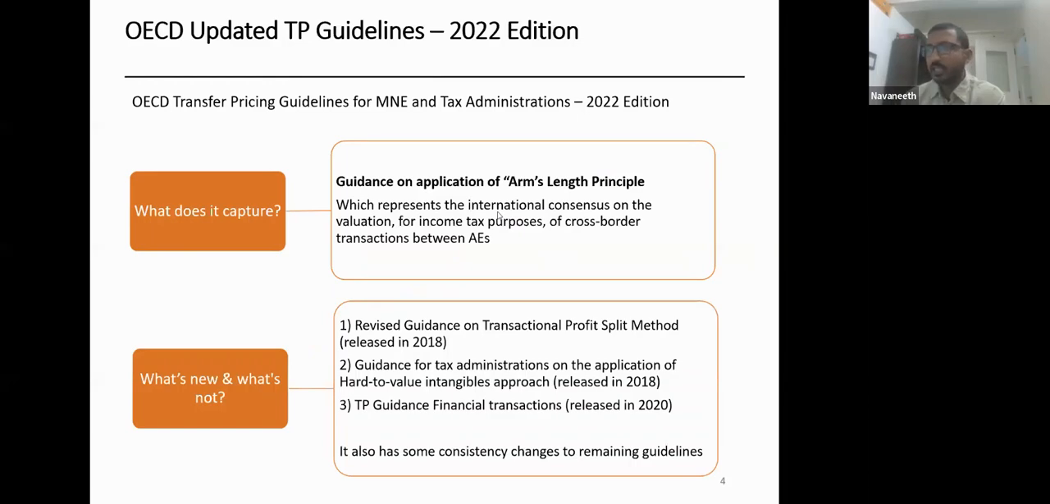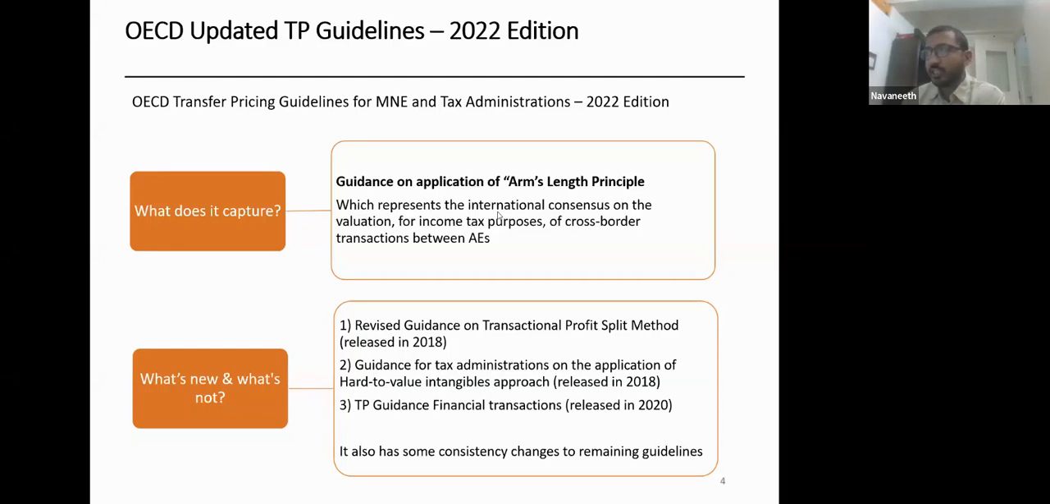Is there anything new in this document? And if there isn't, to the guidelines vis-a-vis the prior version. The three changes pertain to the updated approach on using transaction profit split method and how do you apply hard to value intangibles. These are two approaches that were finalized and released in June of 2018. These have now been built into the transfer pricing guidelines.